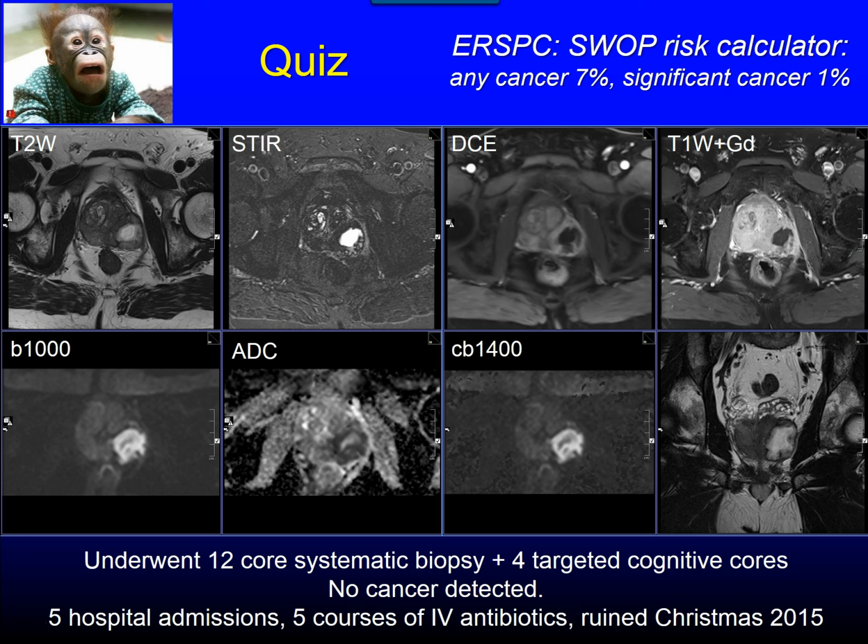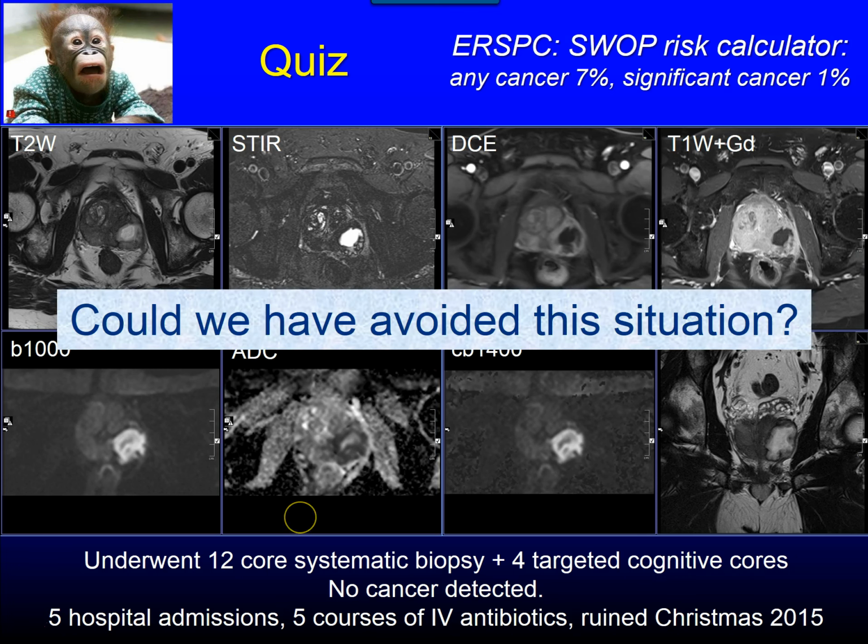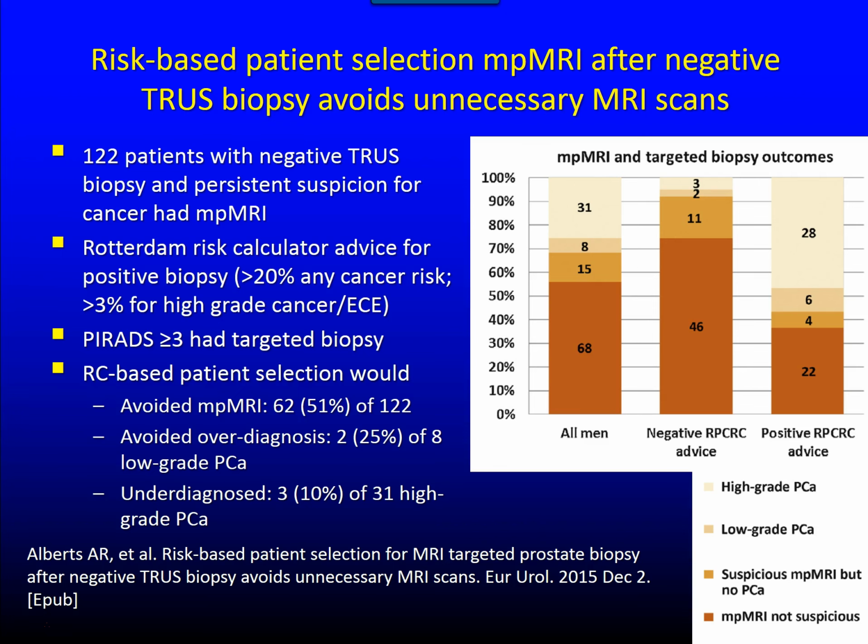But, Houston, we have a problem. So this is an intraprostatic abscess. He's had 5 hospital admissions. He's had 5 courses of antibiotics. We have ruined his Christmas. Could we have avoided this situation? The answer to that is yes, probably.